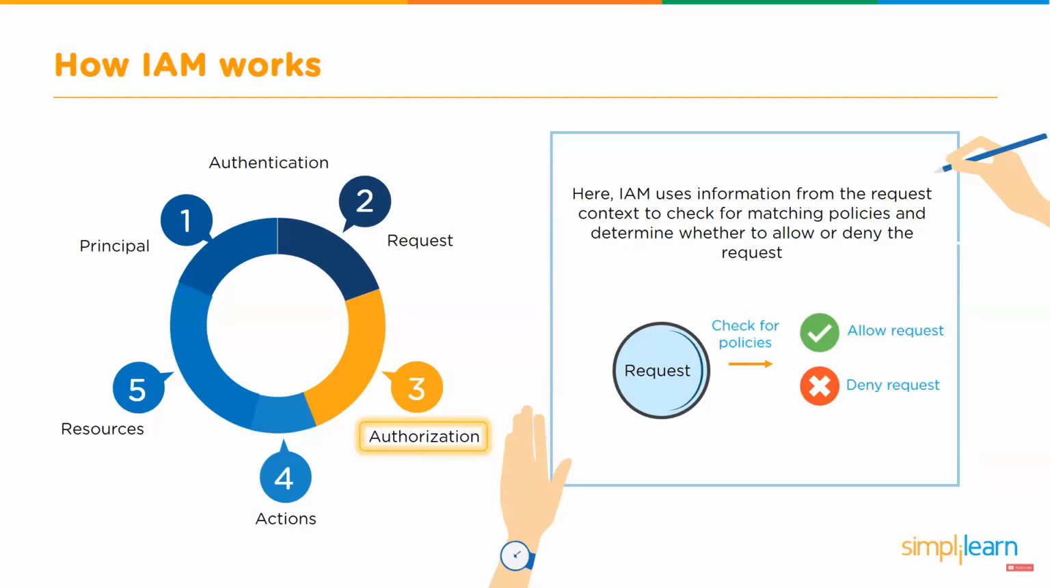By default, only the AWS account root user has access to all the resources in that account. So if you're not signed in as a root user, then we must be specifically granted permission through a policy. In other words, we need to be authorized through the policy.